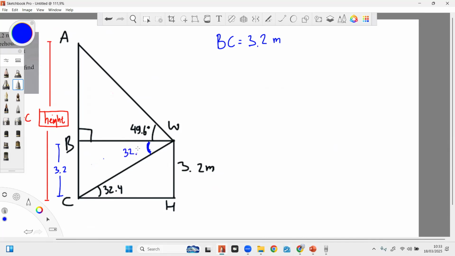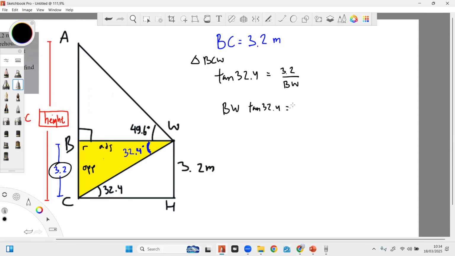Yeah, that's right. Can you find BW then? How? Use the yellow triangle. What are the 32.4 and 3.2? Opposite, right? We have opposite. What we are finding is adjacent. TOA. So tan 32.4. So look at the triangle BCW. Tan is opposite 3.2 over adjacent, which is BW. So you do the steps in order. Cross multiply: BW tan 32.4 equals 3.2.